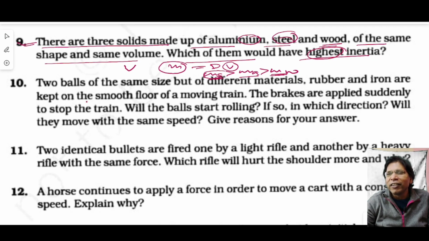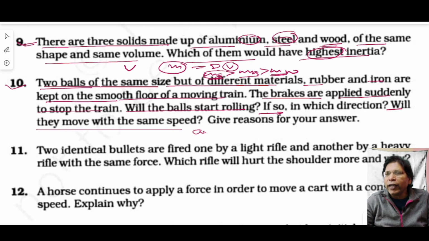Okay, understood? Now question number 10. Two balls of the same size but of different materials, rubber and iron, are kept on a smooth floor of a moving train. The brakes are applied suddenly to stop the train. Will the balls start rolling? Yes. The balls start rolling in the forward direction. If so, in which direction? Will they move with the same speed? Look at this, here the acceleration is the same. So after a certain time they acquire the same velocity, v equals a into t.